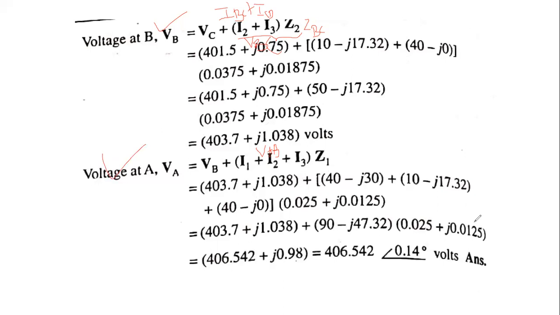This is the voltage at the far end. Therefore the voltage at the far end is 406.54 at an angle of 0.14 degrees. This is the voltage at the A point. Understand?